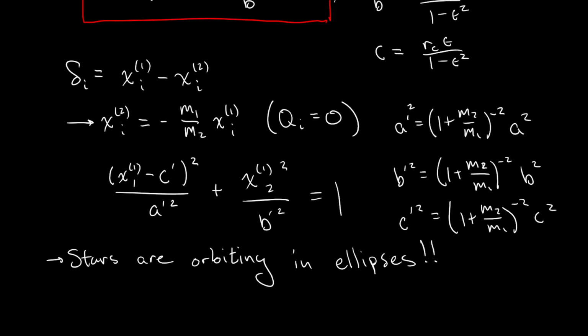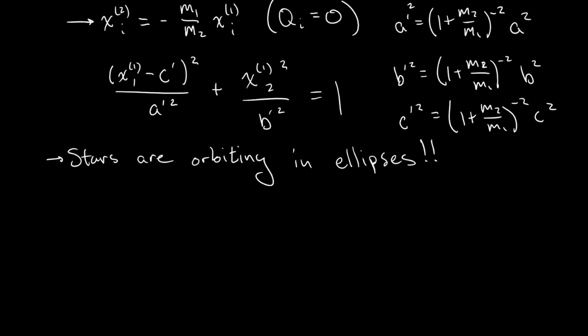Which is pretty cool. That's something that I believe Kepler originally said, that these things are orbiting in ellipses, and we see that our law of gravitation reproduces that exactly. We didn't necessarily assume that they were orbiting in ellipses to begin with, but we found that by our laws, they have to be. Okay, a couple last things.